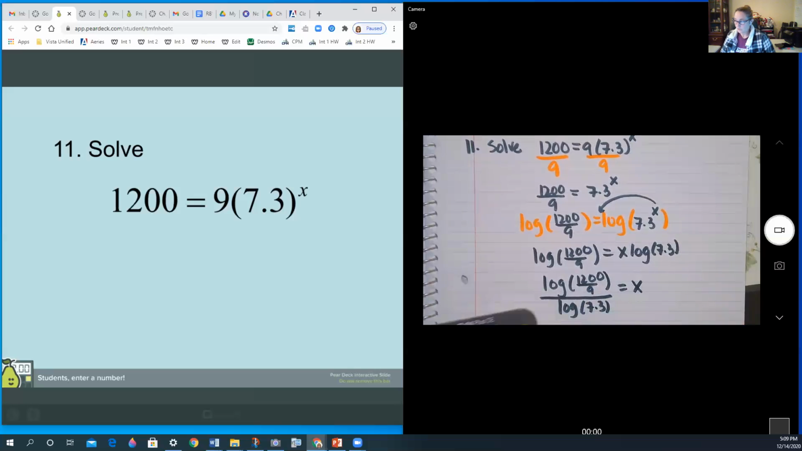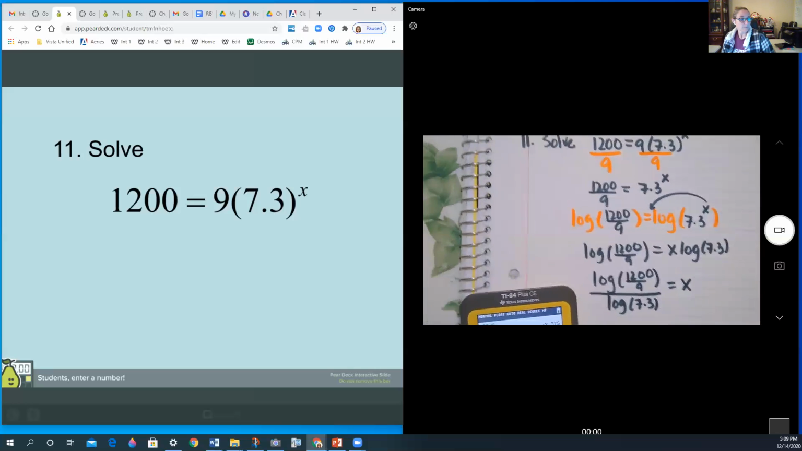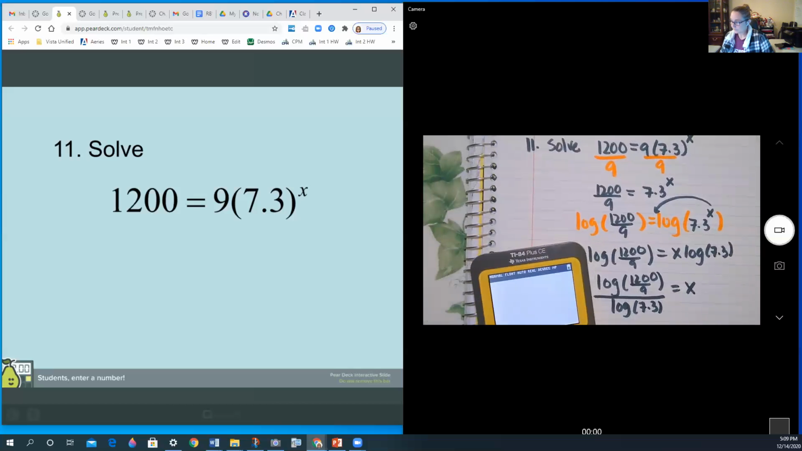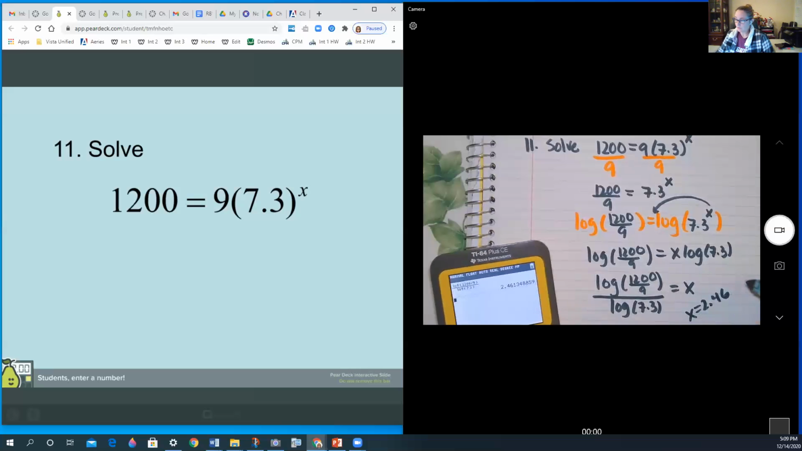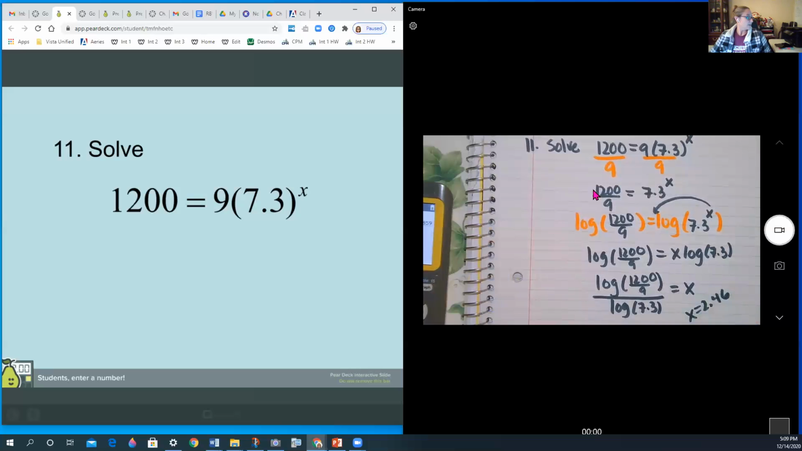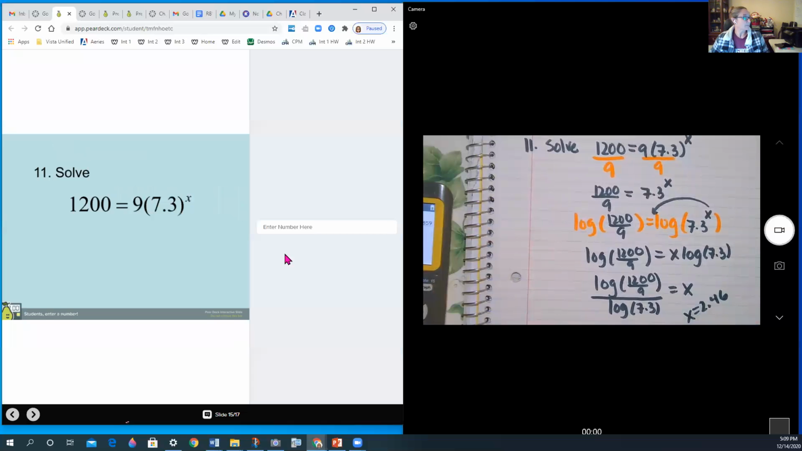And when I put that into my calculator, log of 1200 divided by 9 over log of 7.3, I end up with 2.46. So x equals about 2.46, and so that's my answer that I'm going to come put in over here. So about 2.46.